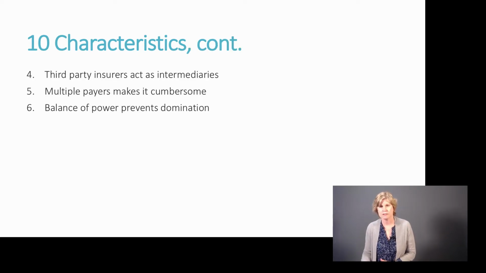The fourth characteristic of our healthcare system is that third-party insurance agencies act as intermediaries between the patients and the providers, which we just spoke about in the previous slide. With multiple payers, delivery and reimbursement become a nightmare and increase administrative costs through the billing and processing of claims for payment.